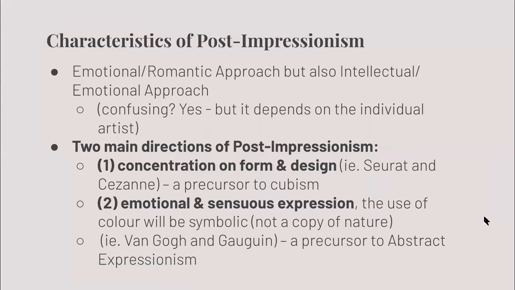So there's two main directions of post-impressionism. The first direction was concentration on form and design, which is something that Seurat and Cézanne very much focused on. The emotional and sensuous expression, that was something that Van Gogh and Gauguin very much focused on, and that was more so their interest, okay? Van Gogh and Gauguin were basically the precursor to abstract expressionism, which is the next style of the modern era.